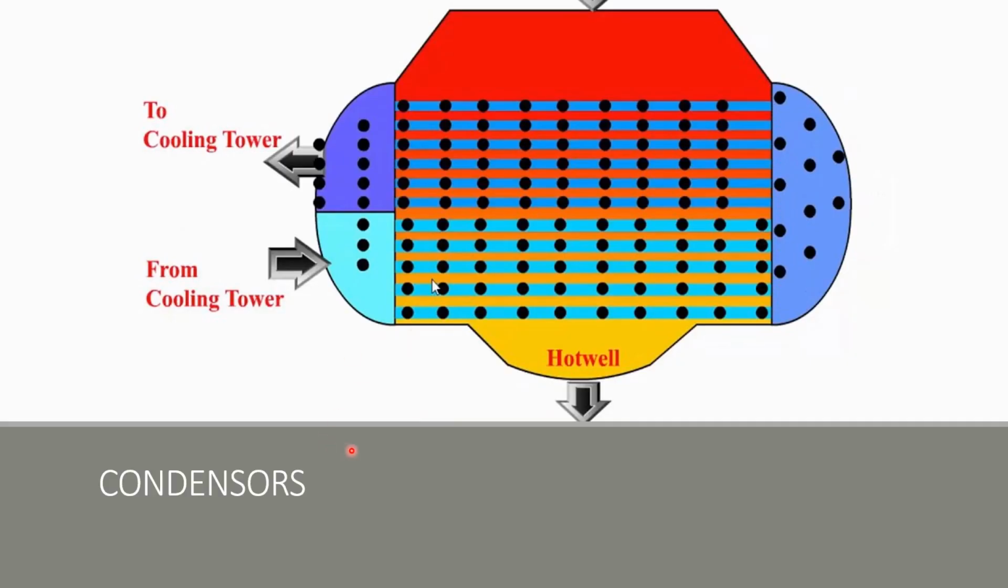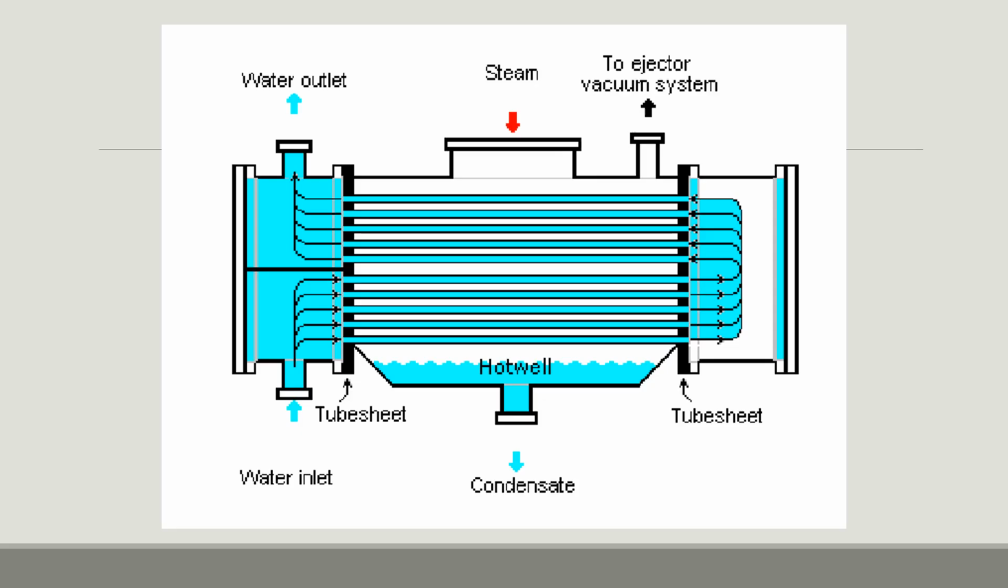Now we'll be discussing condensers. Condensers are attached after the turbine. In this condenser, steam coming from the turbine is passed through this part, and we provide a water inlet, which passes through this pipeline, goes out again, and comes in again. So steam coming through this part touches this pipeline and condenses, and the condensate water or the saturated water is collected over here.